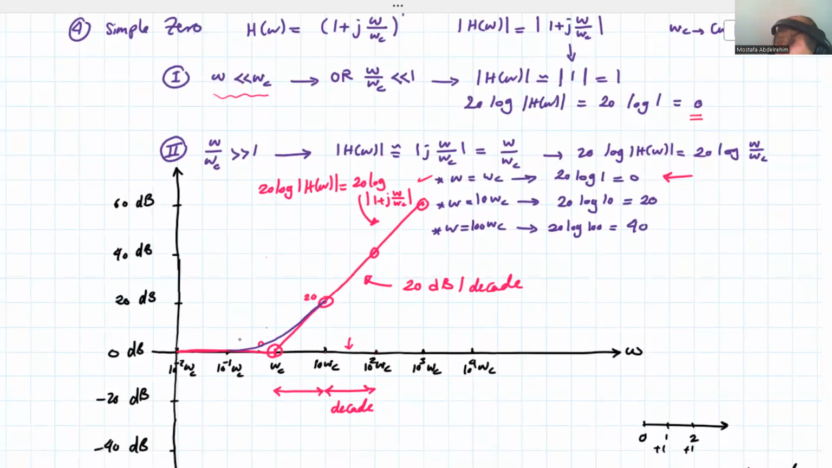Okay. So you start by 0. Then at around a decade before omega c, you start to rise like that. And around another decade after omega c, you go back and continue in a straight line. These two red lines, this one and that one, are called asymptotes. Asymptotes, because the actual curve follows them, but not only on the extremes, like 1 decade after omega c, and approximately 1 decade before omega c again.